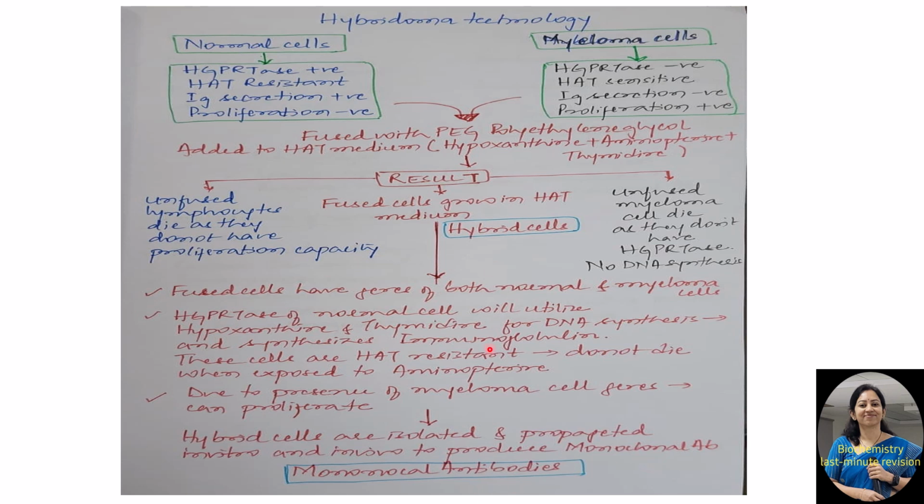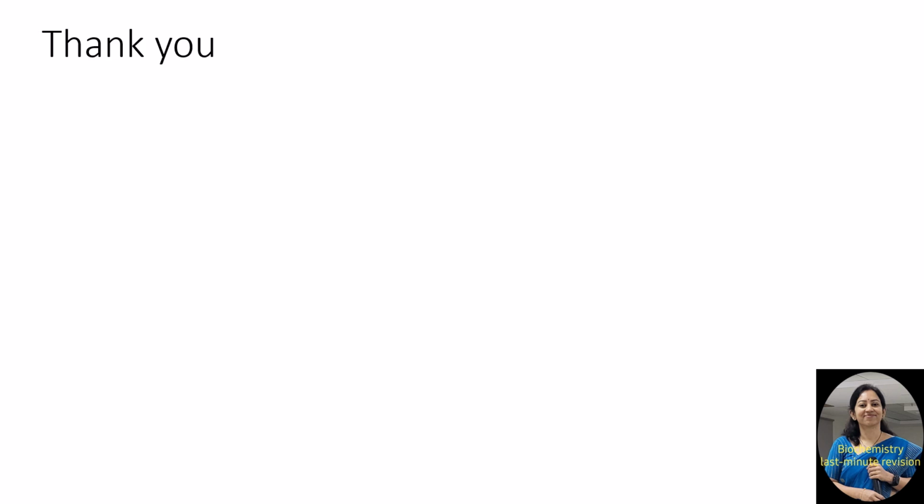This is how monoclonal antibodies are produced, and they are used for therapeutic purposes, cancer chemotherapy, and for estimation of analytes. They are used in other techniques like ELISA and nephelometric assay. So this was all about hybridoma technology.